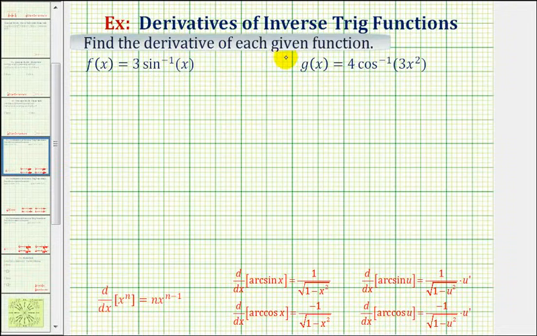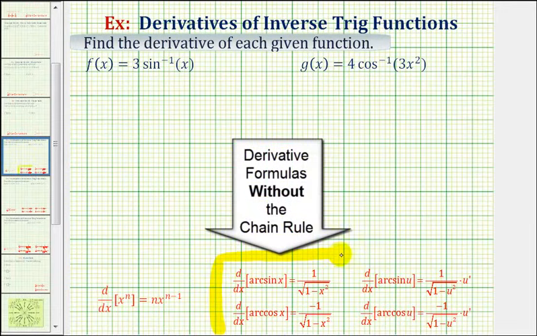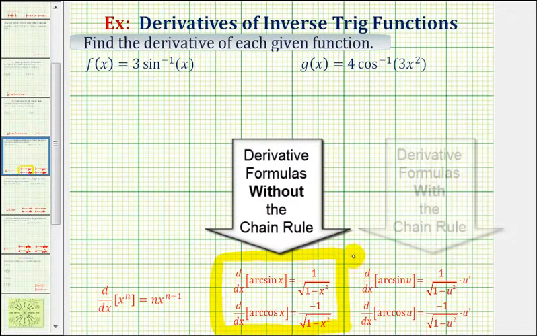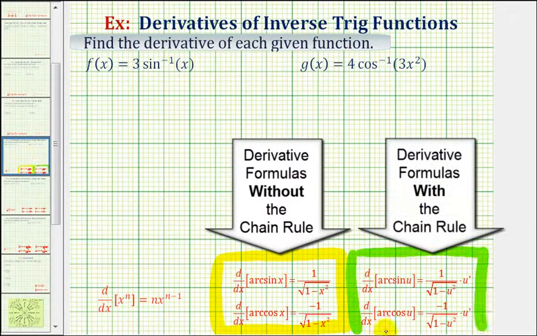We want to find the derivatives of the given functions involving inverse trig functions. The derivative formulas are given below, but notice how there are two derivative formulas involving arc sine and two derivative formulas involving arc cosine. The reason there are two is because two of these formulas are for the basic arc sine and arc cosine function, where it's not a composite function, and the other two include the chain rule, where u would be equal to the inner function.